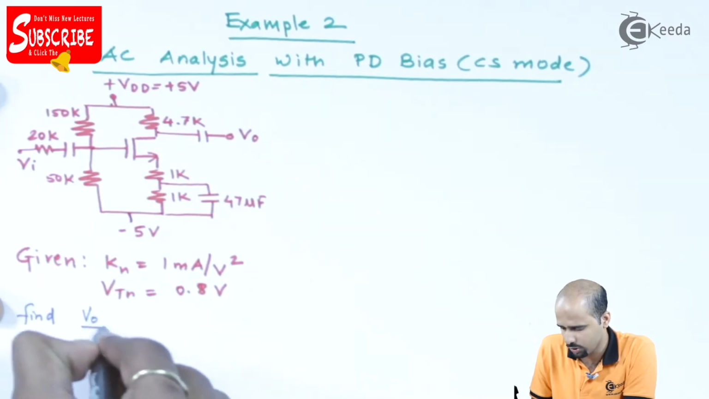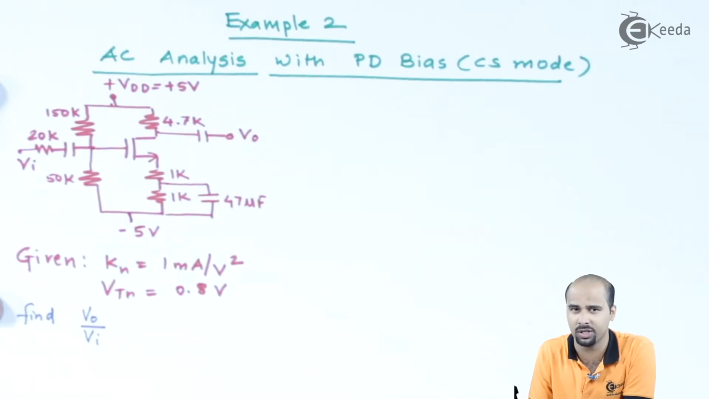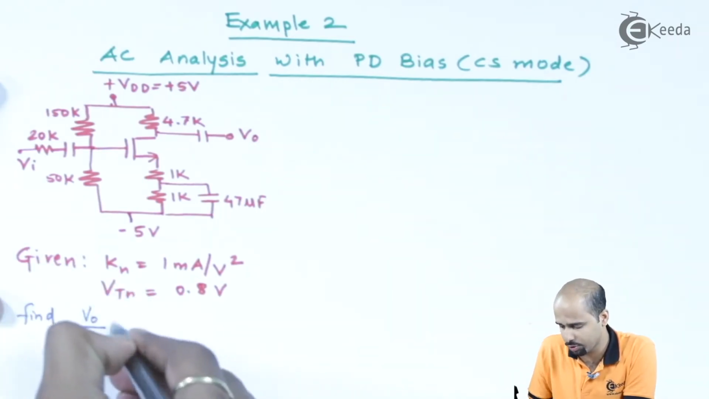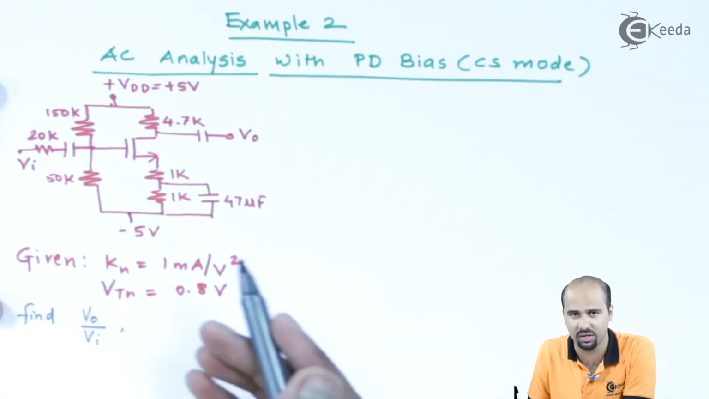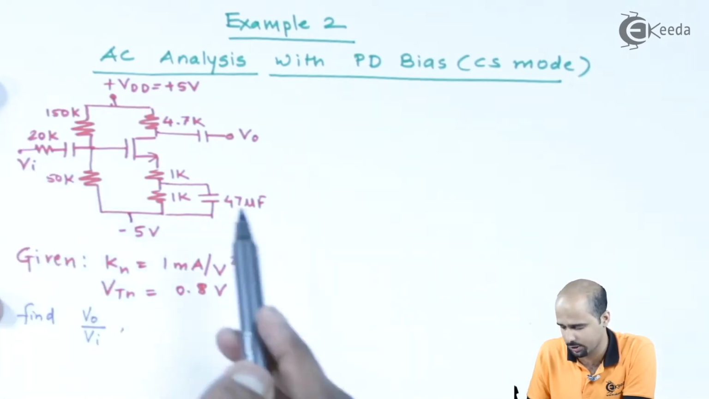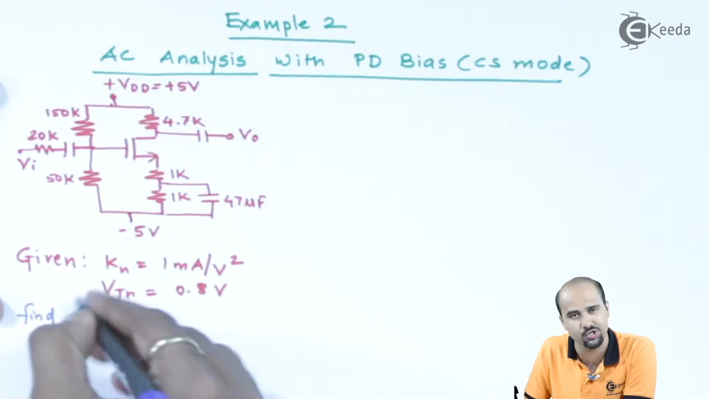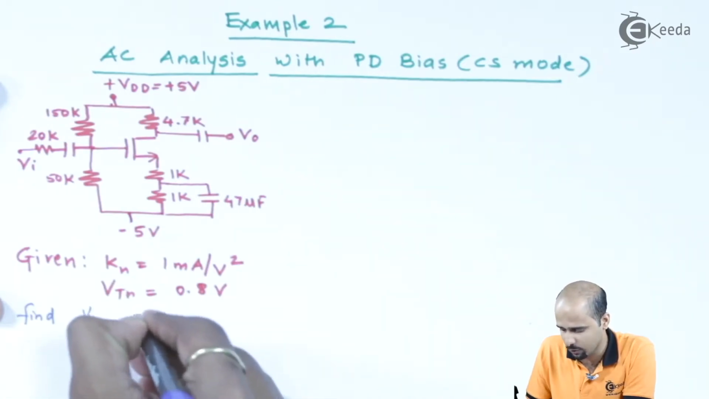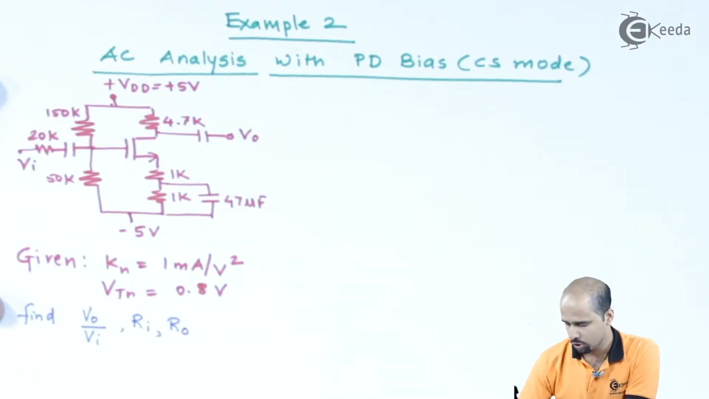VO divided by VI. We know that VO divided by VI is nothing but the voltage gain. But you never know, they may ask you AV, they may ask you AVS, they may ask you anything, right? So VI is given over here with source resistance 20k. So we have to incorporate the source resistance 20k in the numerical itself. So this is your voltage gain, and they want RI, they want RO. Okay, so let's start with this particular numerical.